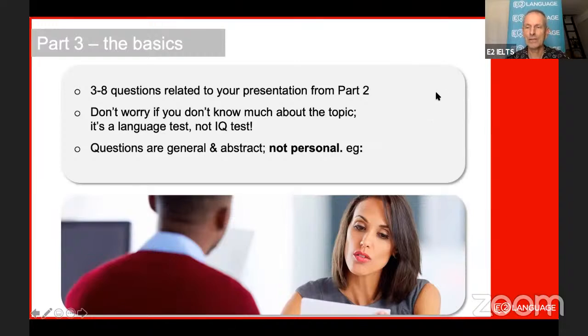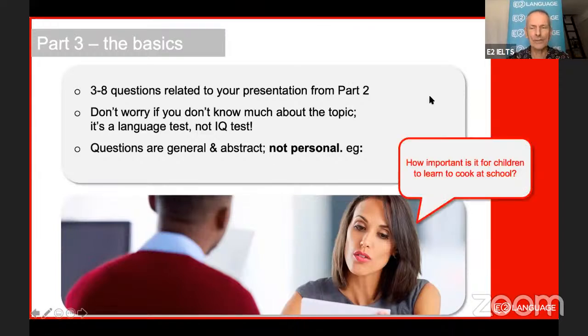I hope so. Yes, there's some good language, Prasanna. Let me see. Let me think. Let me try to give you an answer. Perfect. These are the kind of questions you might get. How important is it for children to learn to cook at school? Have you ever been asked that question before? Probably not. To be honest, I've never thought about that.